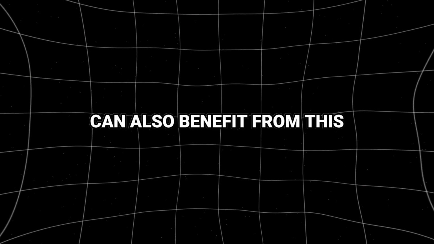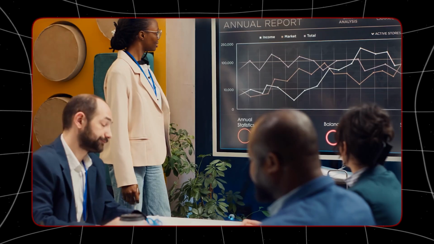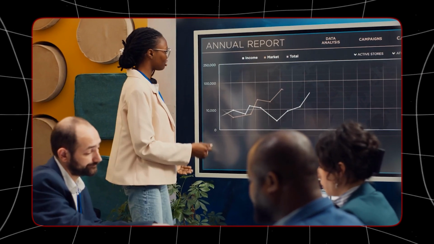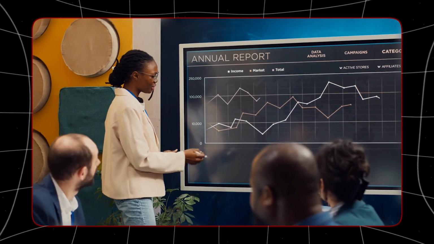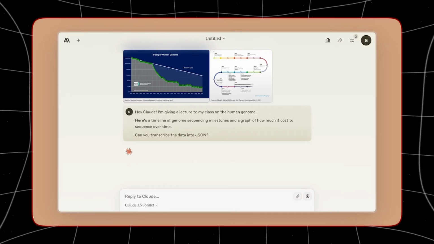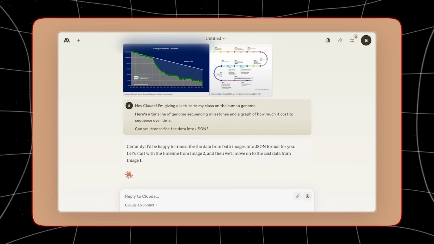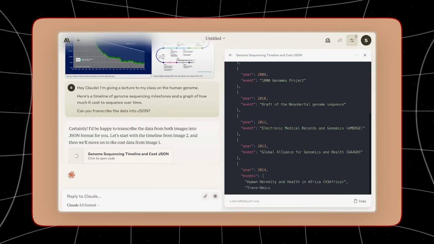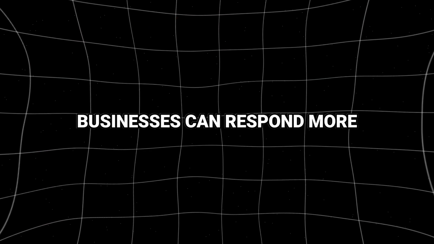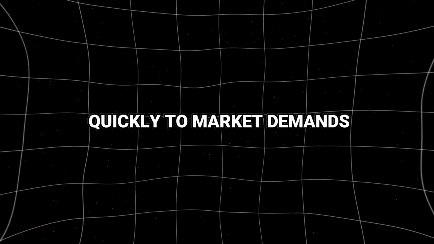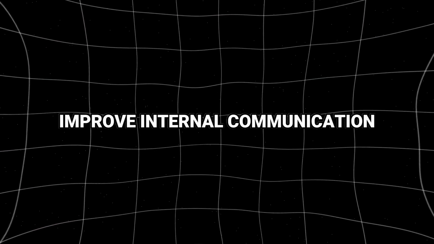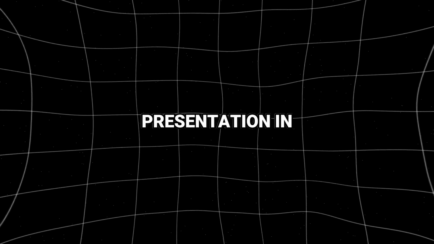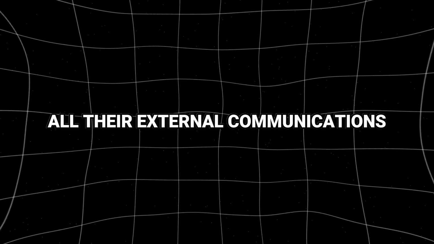Businesses can also benefit from this model's versatility. For example, companies often need to create detailed reports, marketing materials, or training documents. With version 3.5, these tasks can be automated, reducing the workload on employees and speeding up the production process. This means businesses can respond more quickly to market demands, improve internal communication, and maintain a high standard of professional presentation in all their external communications.